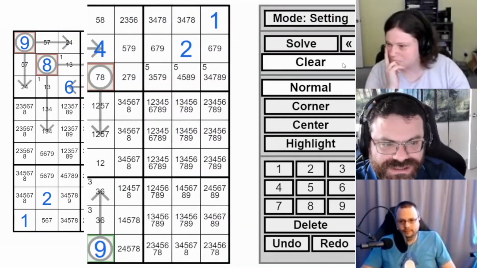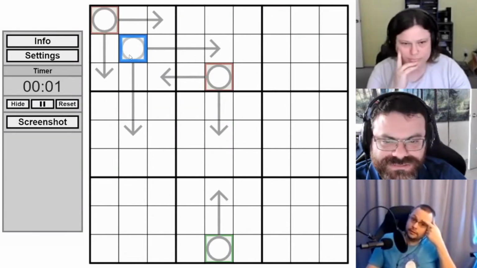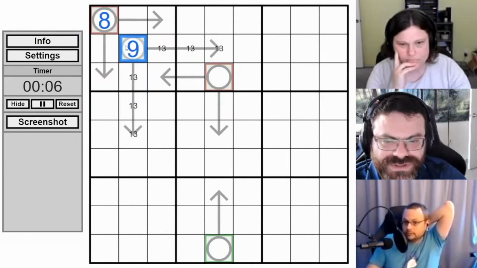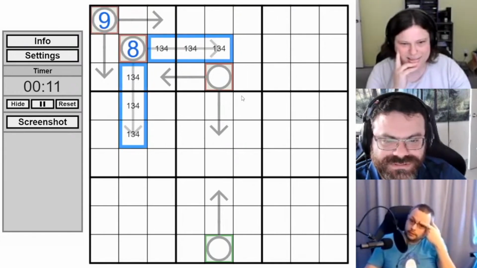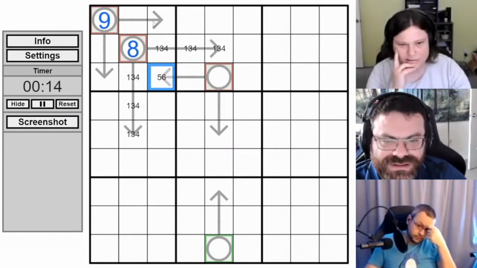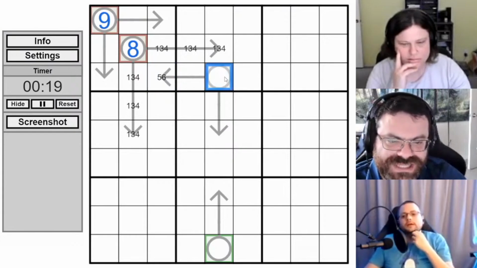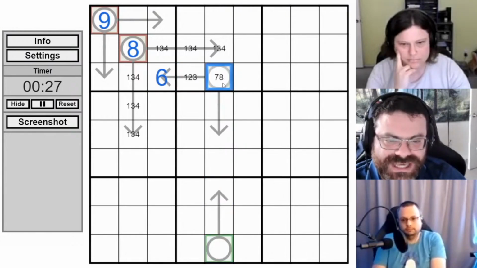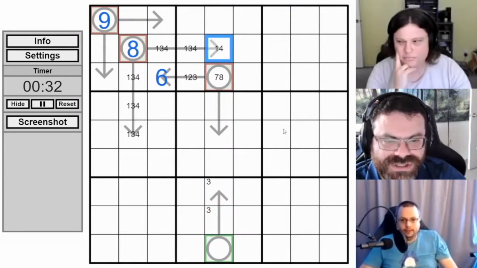So let's turn off true candidates and clear it. We don't have to repeat everything we did, but we know this is 8 and 9. These are 1, 3, 4. This is 5 or 6. And now we can look at this 5 or 6 and say it can't be 5 because that would then add to 3. So that's a 6. So this is 1, 2, 3, and this is 7, 8, 9. That puts a 3 down here. That means this can't be 9, and there's a 3 on this arrow. So that was our logic so far.